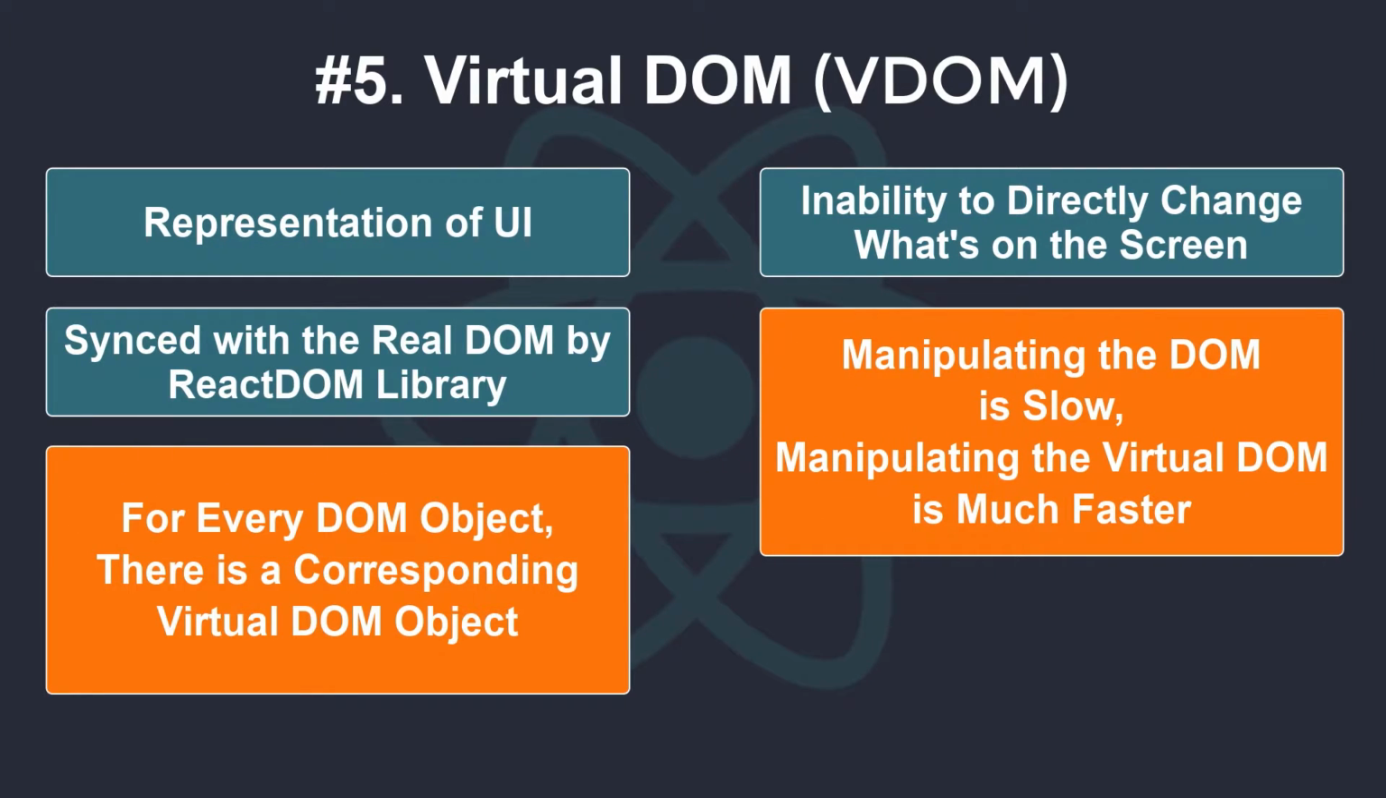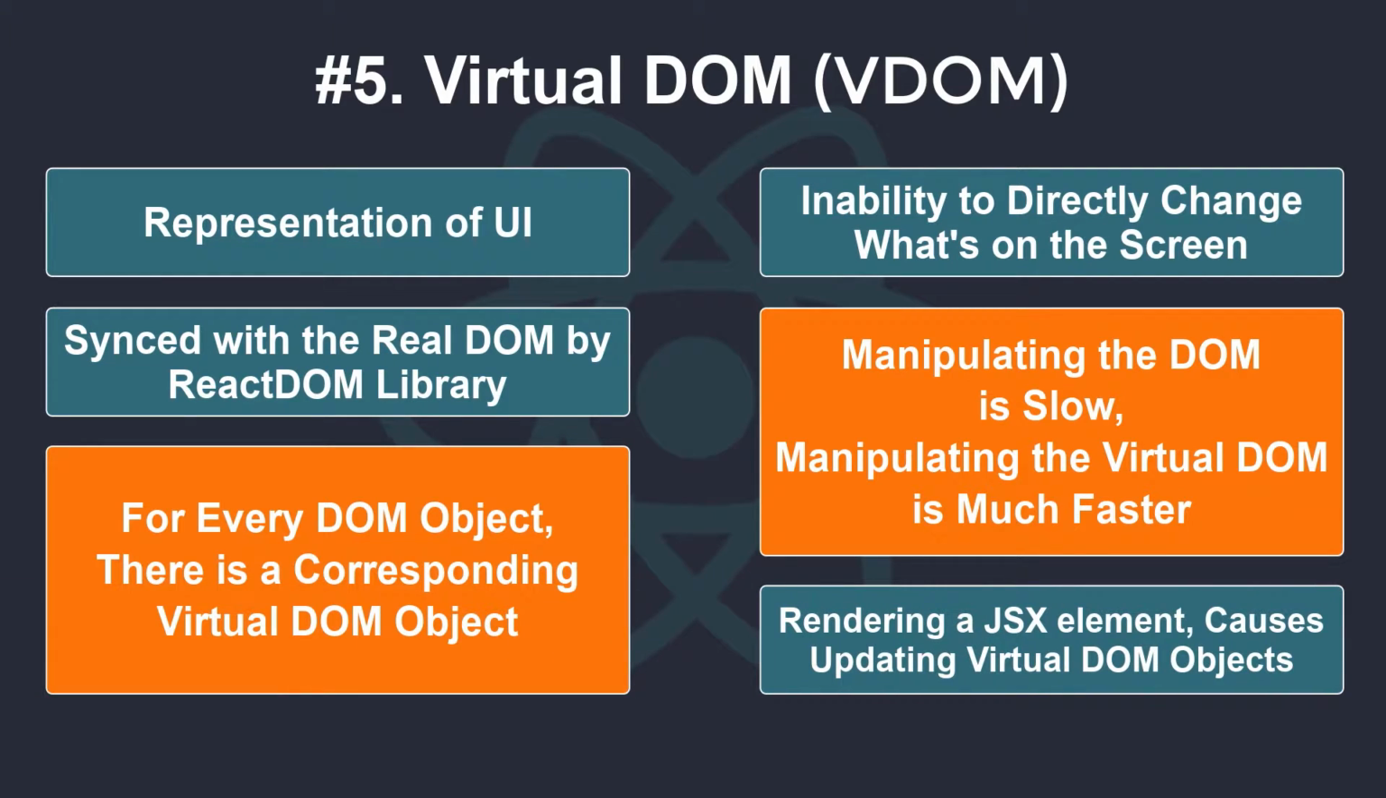Manipulating the DOM is slow. Manipulating the virtual DOM is much faster, because nothing gets drawn on the screen. Think of manipulating a virtual DOM as editing a blueprint, as opposed to moving rooms in an actual house. When you render a JSX element, every single virtual DOM object gets updated.